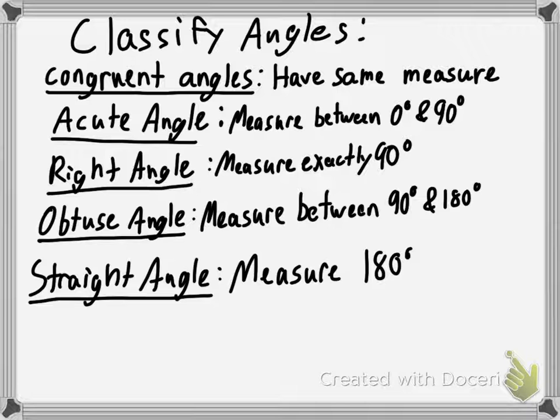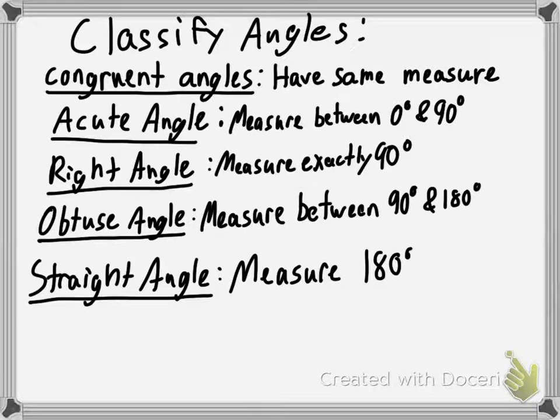Now let's talk about classifying some angles. And to start off with, let's just talk about congruent angles. From what you know about congruence, when things are congruent, they have to have the same shape and they have to have the same measure. Well, all angles have the same shape. So for two angles to be congruent, they just have to be the same measure.